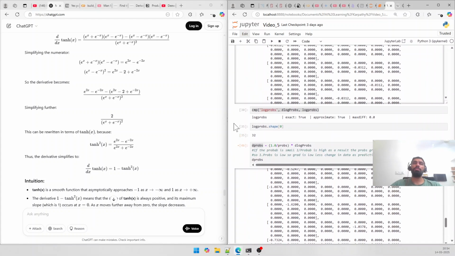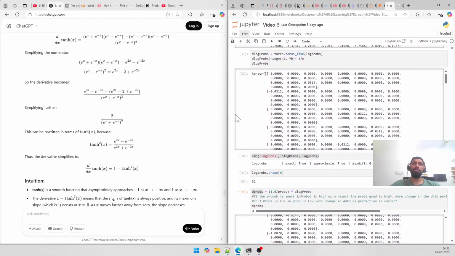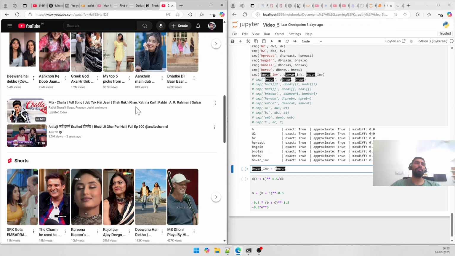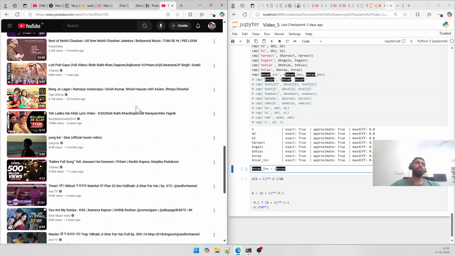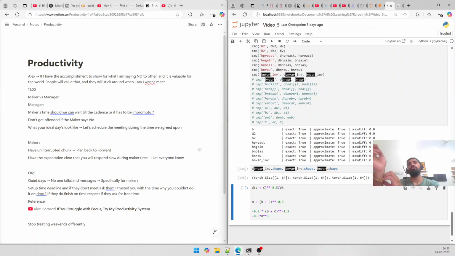Now let's just check the shape of these individuals. All are same, so no issues.